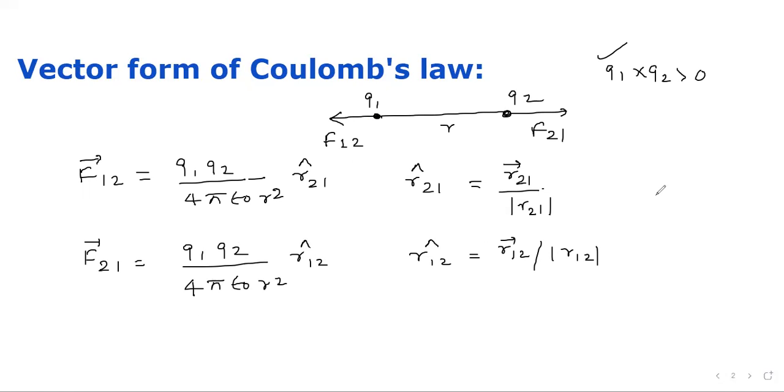Since R21 and R12 are oppositely directed, and these are unit vectors so their modulus will be unity, R21 is negative of R12. So from equation 1 and 2, we get F12 is negative of F21. To every action, there is equal and opposite reaction, which is Newton's third law.